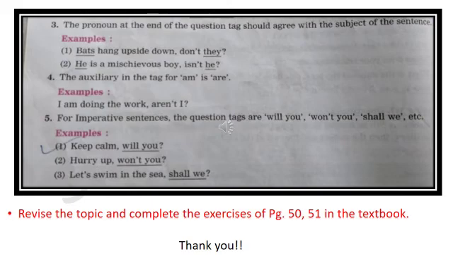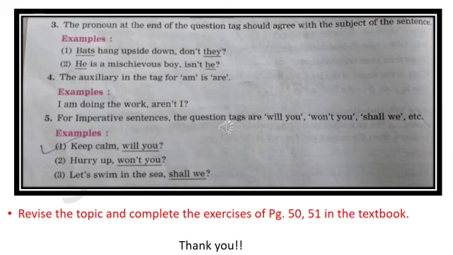Now next one, fourth. The auxiliary in the tag for am. For am, we are using are. For am it is are. Examples. I am doing the work, aren't I? Aren't I is the short form of are not. Aren't I? Clear, children? Next one.